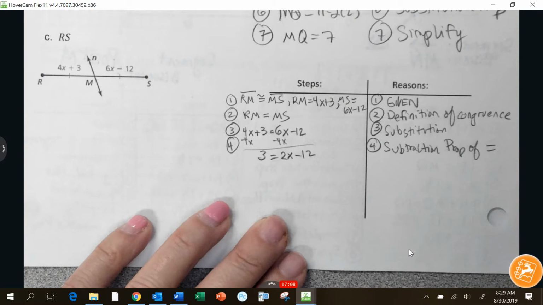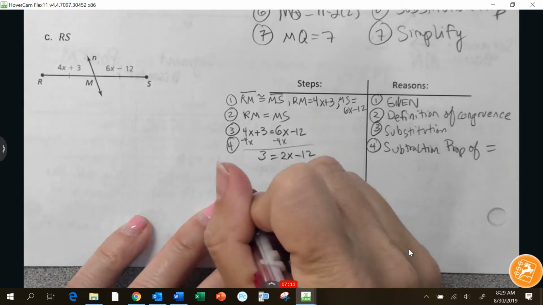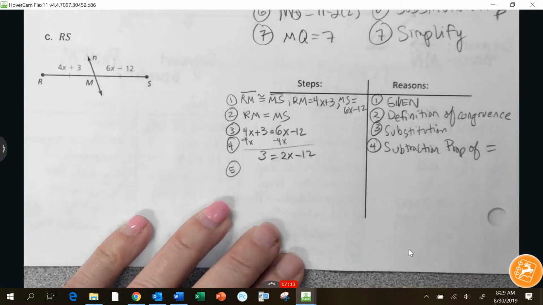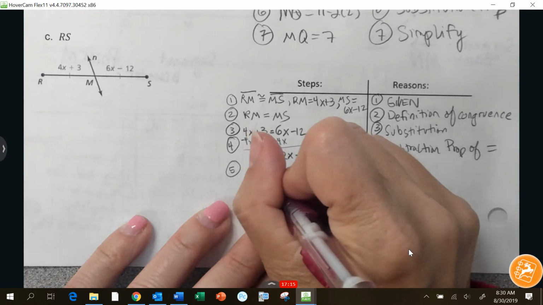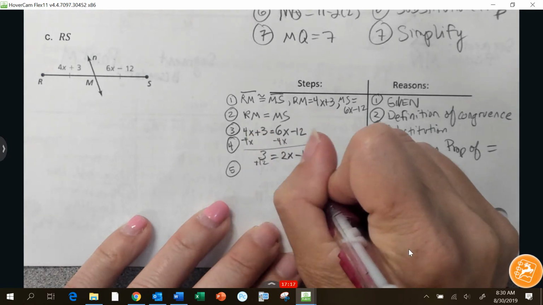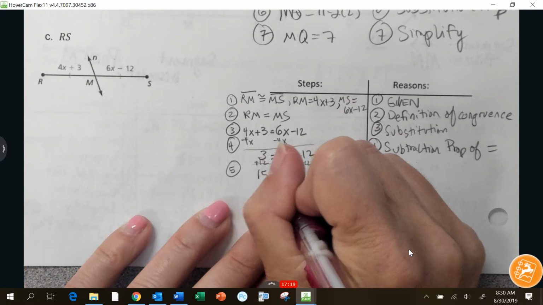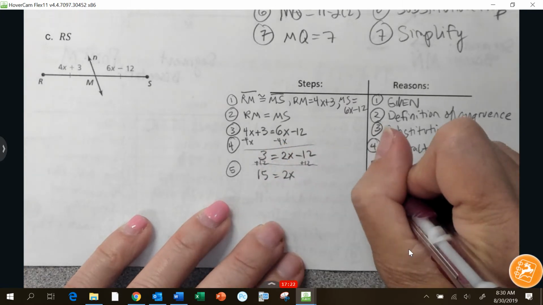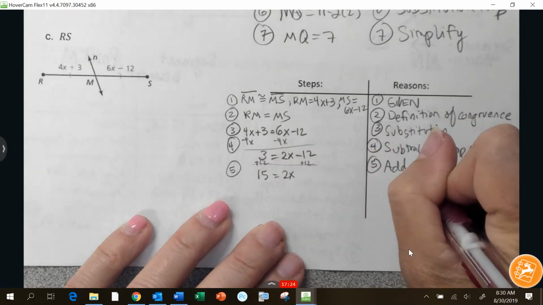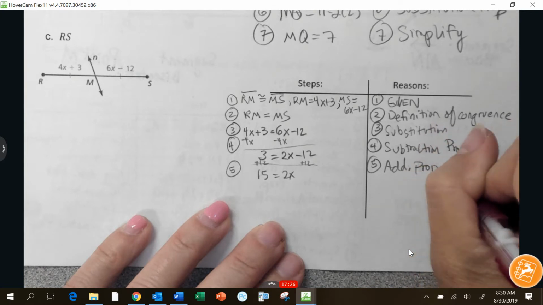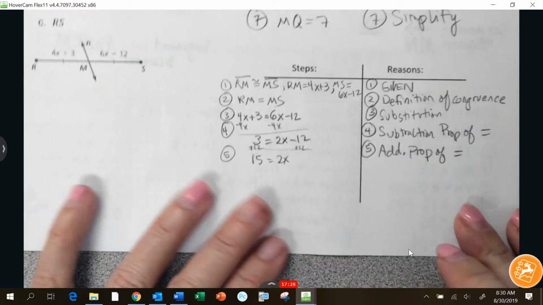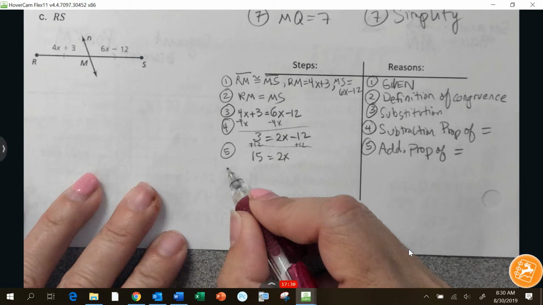David, what can I do next? You add 12. Mm-hmm. And what property is that? The addition property of equality. Yep. Addition property of equality.